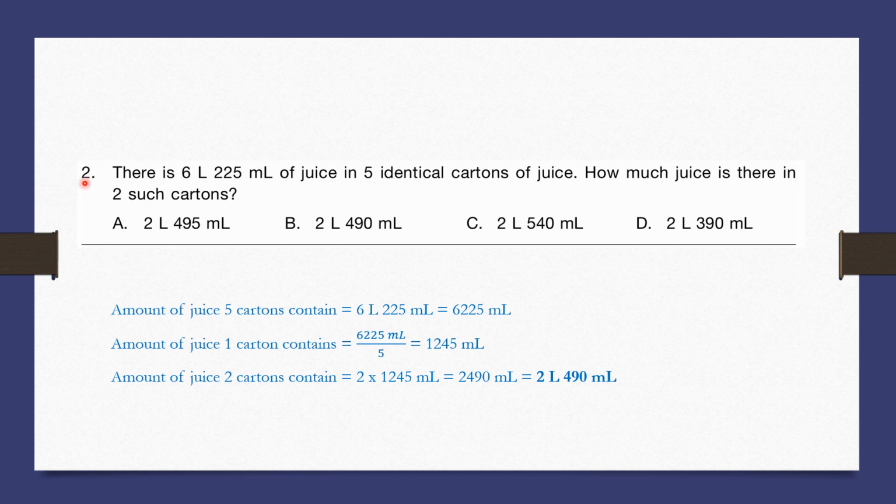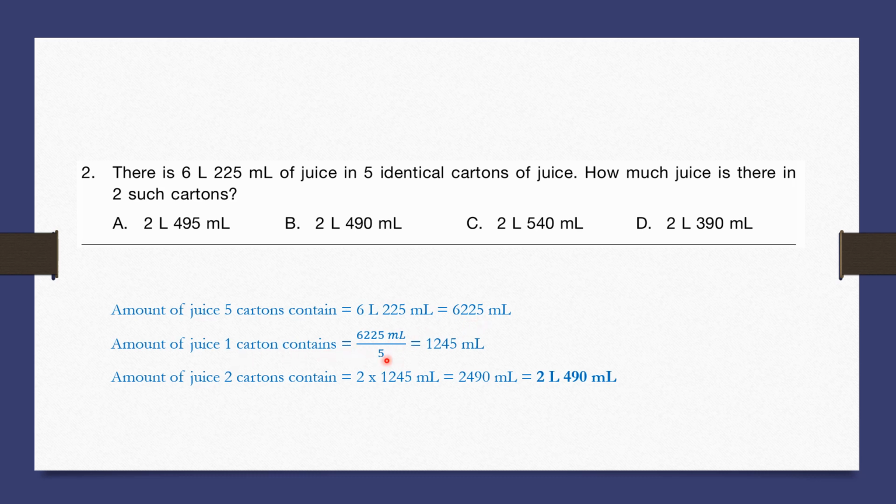Question number 2. There is 6 liter 225 milliliter of juice in 5 identical cartons of juice. How much juice is there in 2 such cartons? So the total quantity 5 cartons hold is 6 liter 225 milliliter. Let's convert it to milliliter first. So the amount of juice 5 cartons contain equals 6225 milliliter. So the amount of juice contained by 1 carton will be 6225 divided by 5.